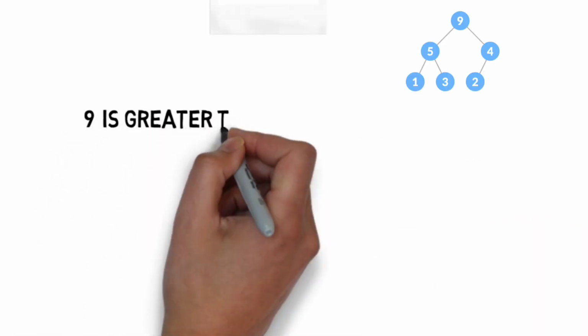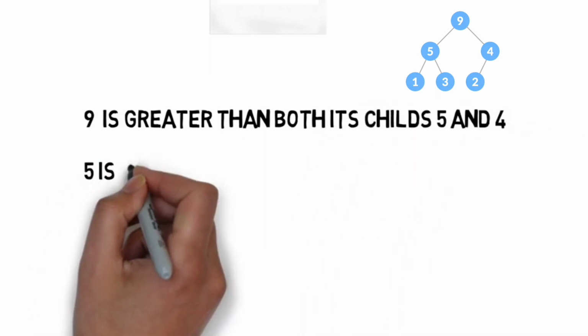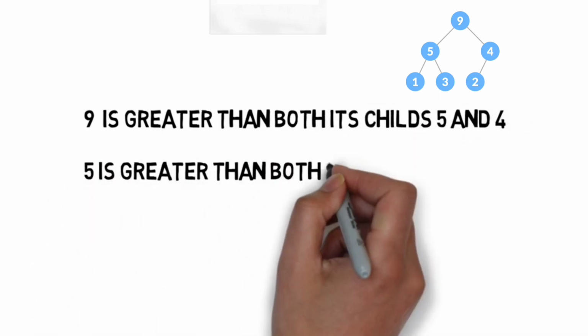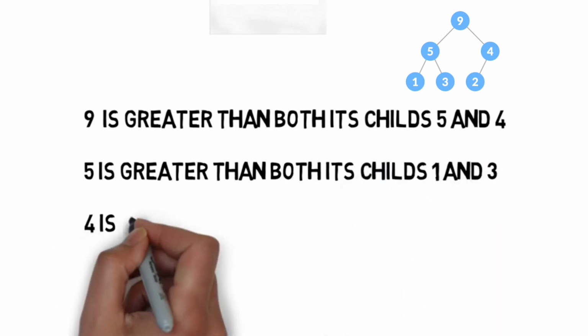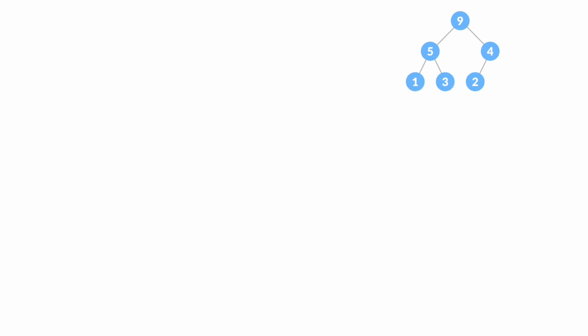Let's go through an example. From this example, we can see that 9, 5 and 4 are the root nodes. Here 9 is greater than its children 5 and 4, 5 is greater than its children 1 and 3, and also 4 is greater than its child 2.